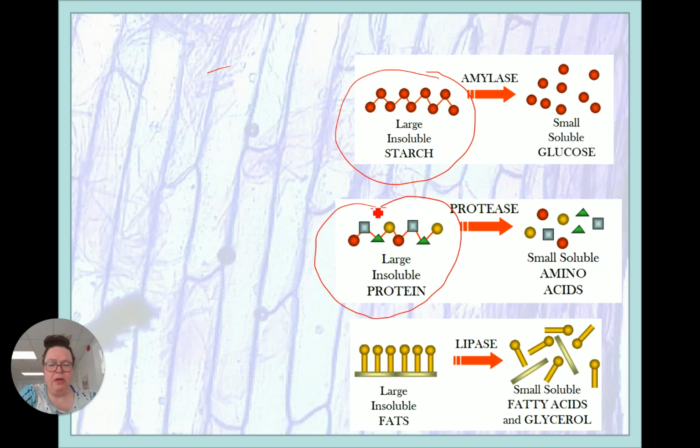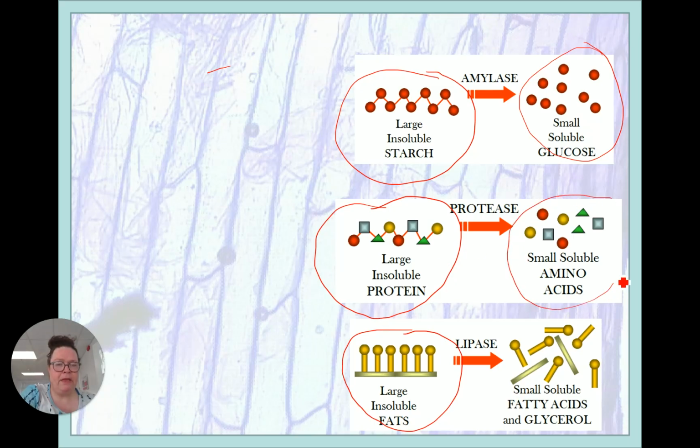Proteins, too big for us to absorb into our bloodstream. Fats, too big for us to absorb into our bloodstream. We can only absorb single molecules, okay? So it's essential that these are broken down into these smaller units. So carbohydrates are broken down into glucose. Proteins are broken down into amino acids.